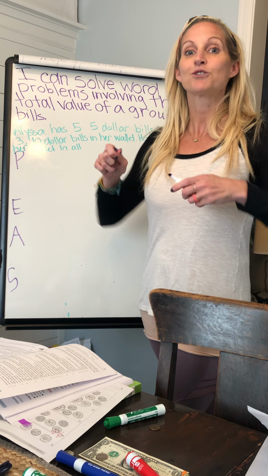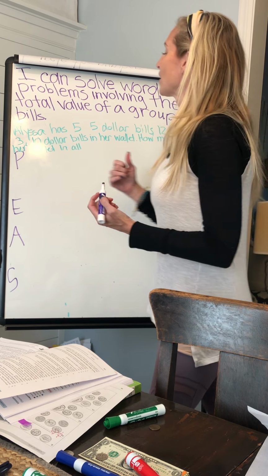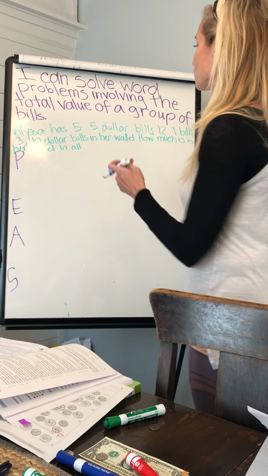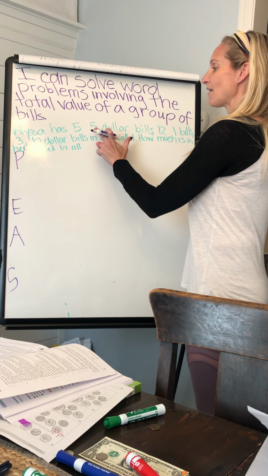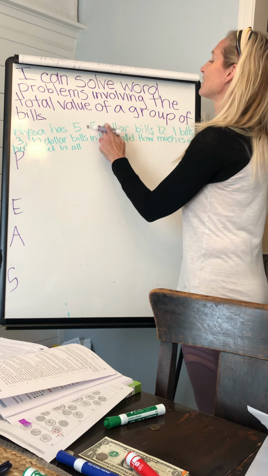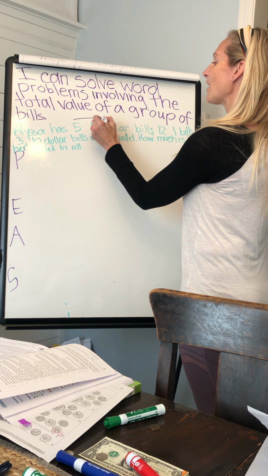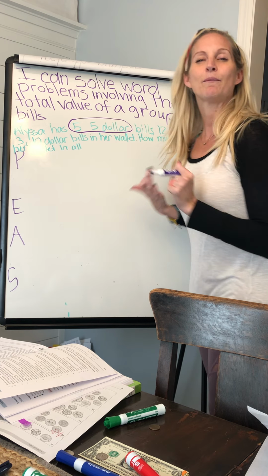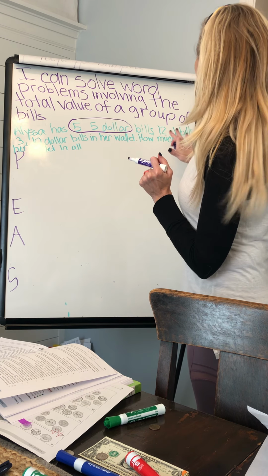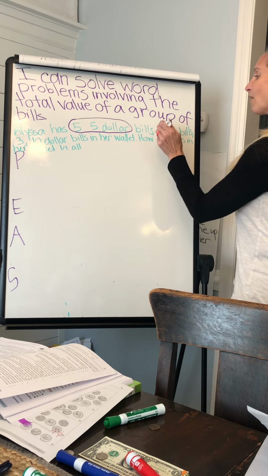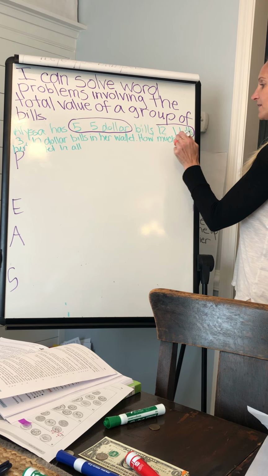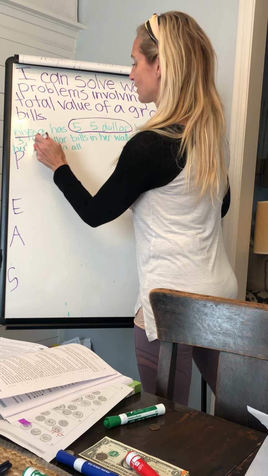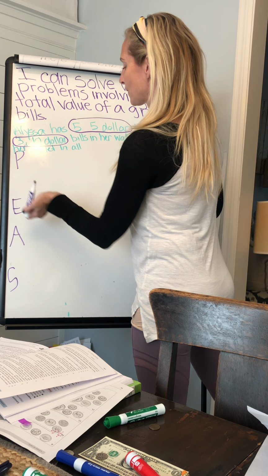Yeah, that's right. You want to circle your numbers. So my numbers here are a little trickier. The first one would be $5 bills. Yeah, so I'm going to circle the 5 and the $5 bills there. So it's kind of a bigger number, right? The second one is the 12 $1 bills. And the third number is the 3 $10 bills.